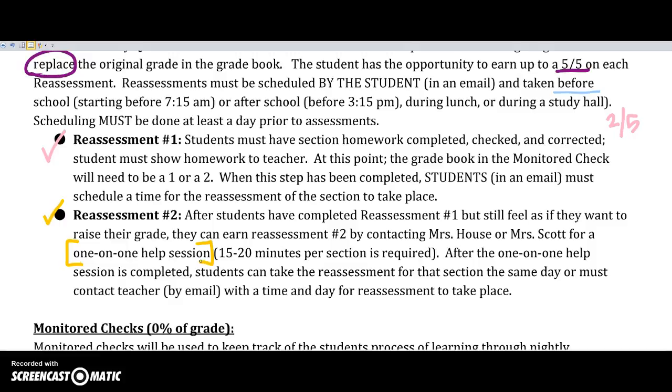After the one-on-one help session is completed, students can retake the reassessment for that section the same day, or, if it's too late or they want to come back the next day, they can just contact the teacher with the time and day of the reassessment, and we can get that scheduled.